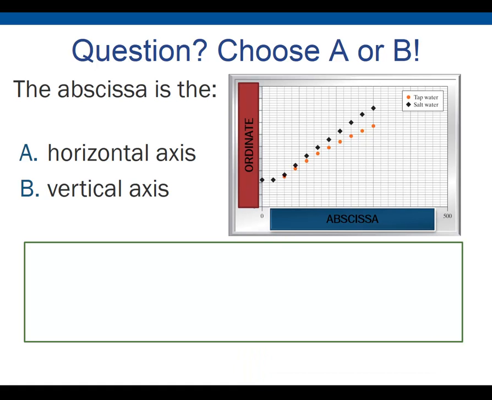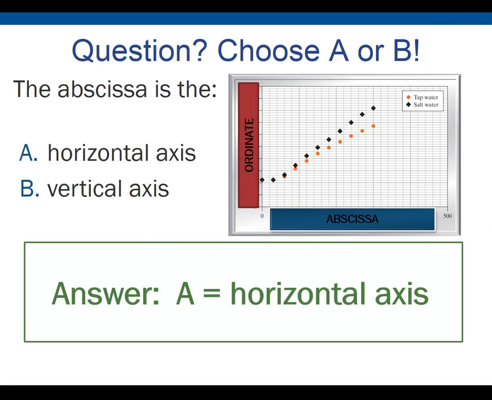Whenever we draw a graph, think about it like this. The x-axis always represents the independent variable and the y-axis represents the dependent variable. So the x-axis is the horizontal axis, and the x-axis means the abscissa.